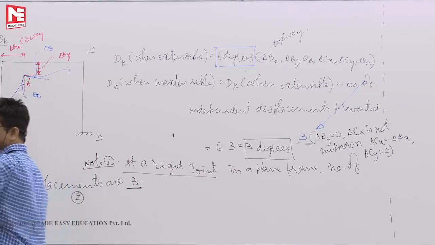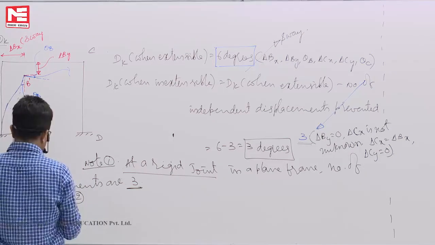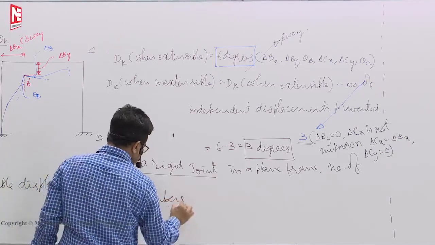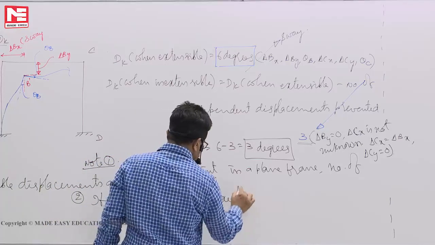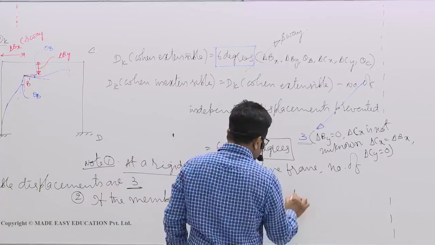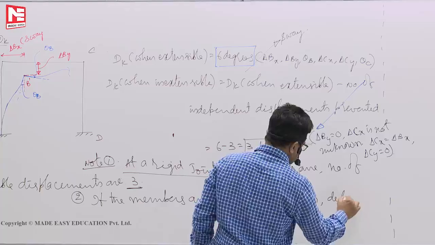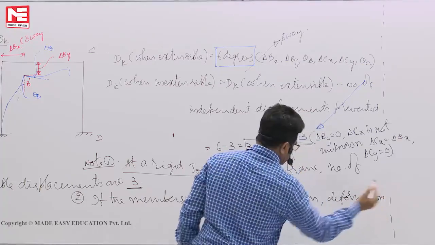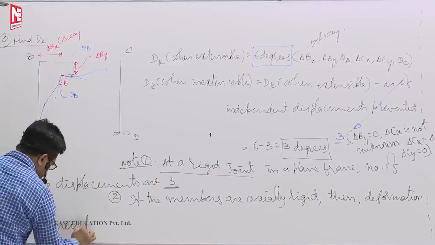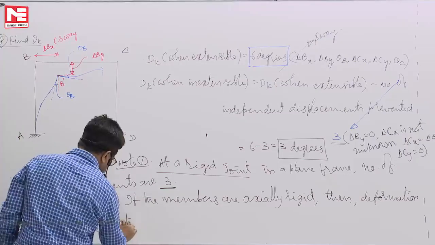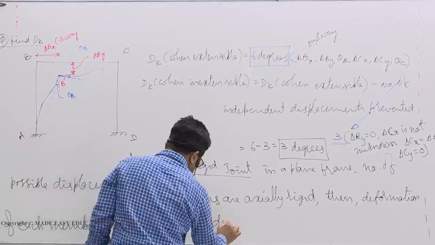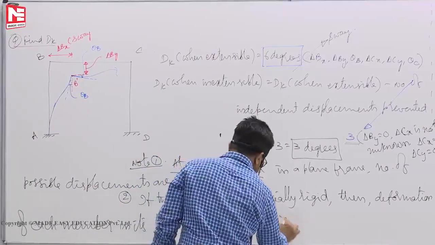Second point is this one. How those 3 things we have to make it. If the members are axially rigid, then deformation of each member in its longitudinal direction is not possible.